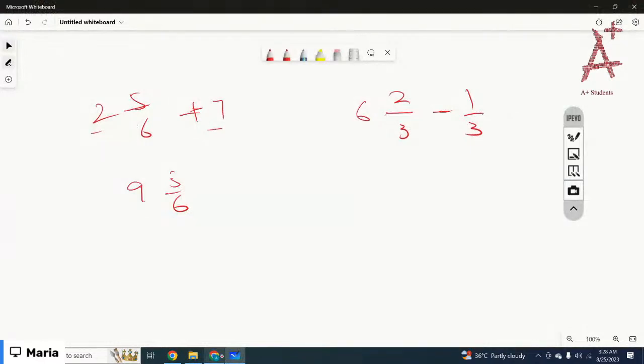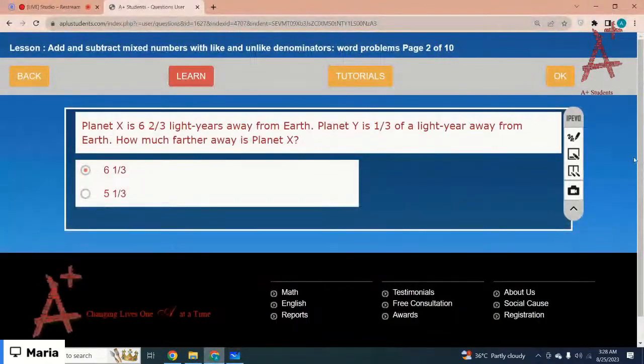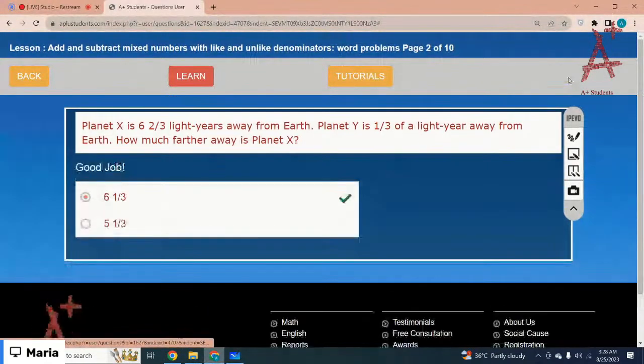Okay. This one doesn't have a fractional part, right? Just keep the whole number here and subtract the fractional part, right? 2 minus 1 is 1 over 3. So it would be 6 whole 1 over 3. Option number 1 is the correct option.